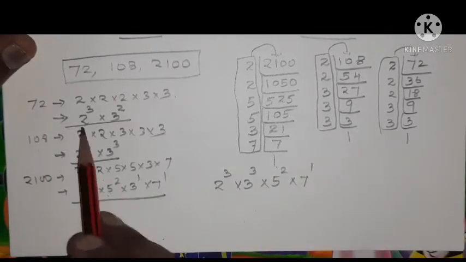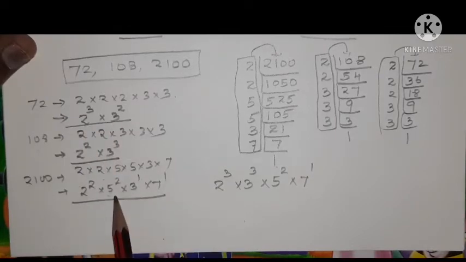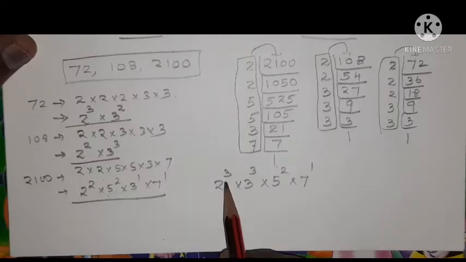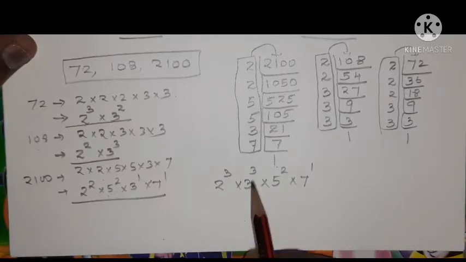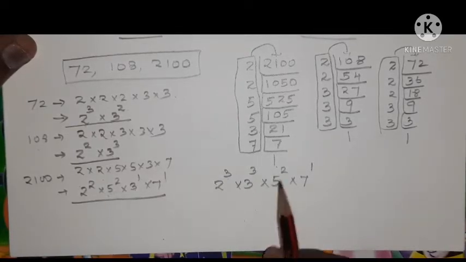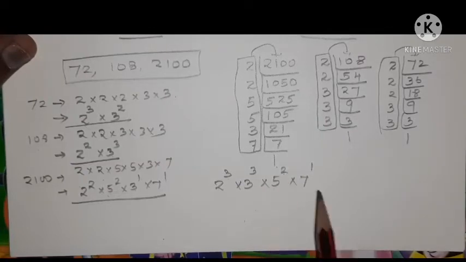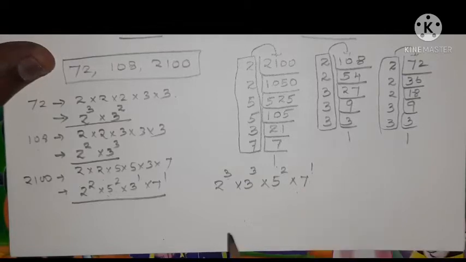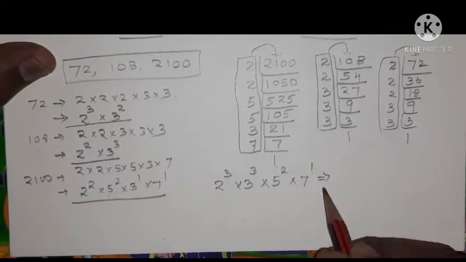Here we should not look out only for the common factors. We have to choose all the factors available for each of the numbers, right? So we have to pick the highest powers. The highest power of 2 is 2 power 3, the highest power of 3 is 3 power 3, the highest power of 5 is 2, so we have chosen 5 power 2, and the highest power of 7 is 1, so we have chosen 7 power 1. Now multiply all these numbers, right?